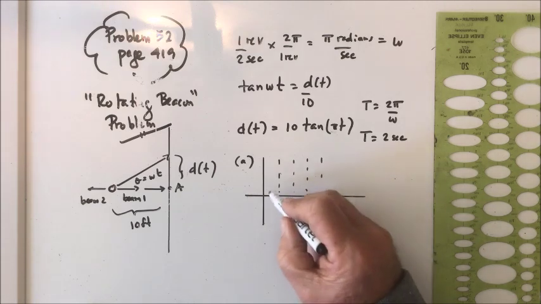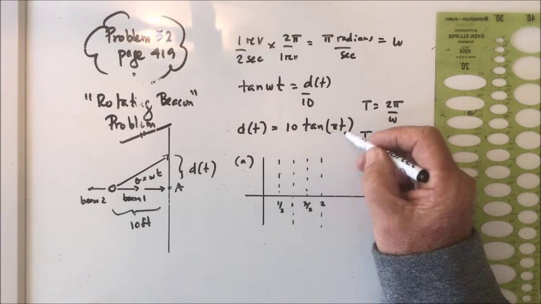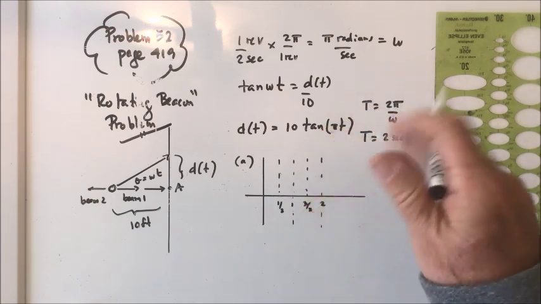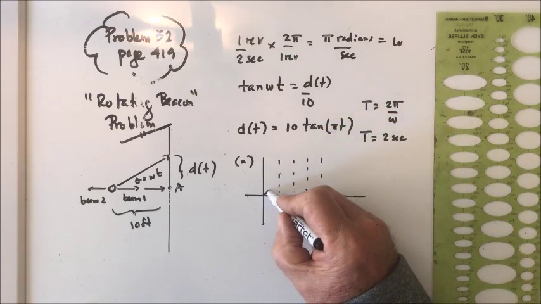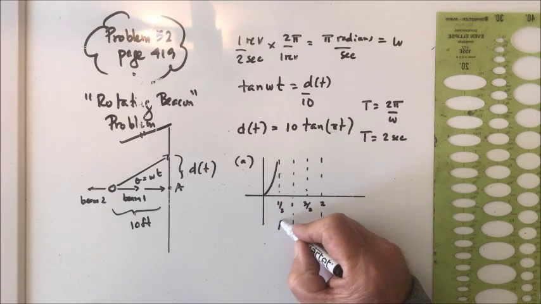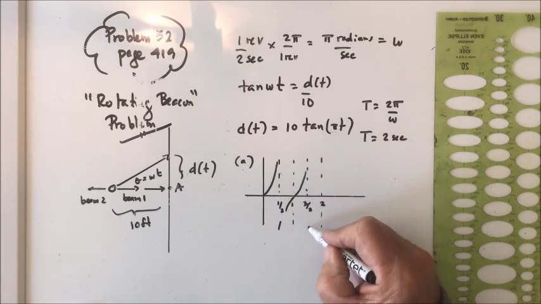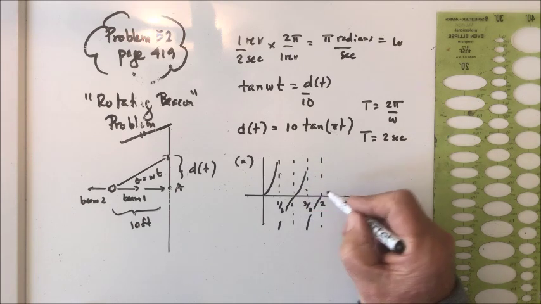And what does the tangent do? It starts here until it hits pi over 2, because at pi over 2, while the sine is 1, the cosine is 0. And so d of t looks like this. It shows up from negative infinity, goes to 0, whips up here again, shows up from negative infinity, goes back to 0.